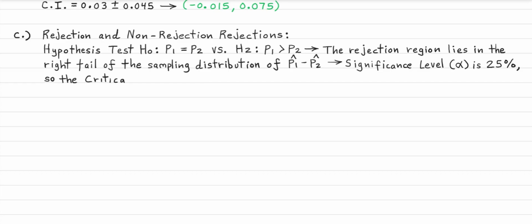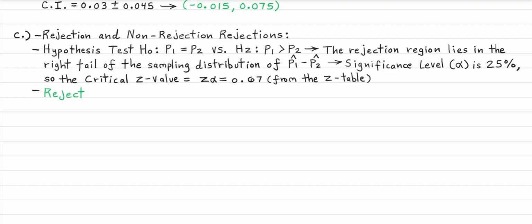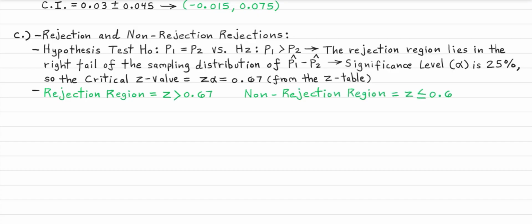at 2.5%. So the critical Z value, Z alpha, is 0.67 taken from the Z table, and our answer for C is rejection region is equal to Z is greater than 0.67, and the non-rejection region is equal to Z is less than or equal to 0.67.